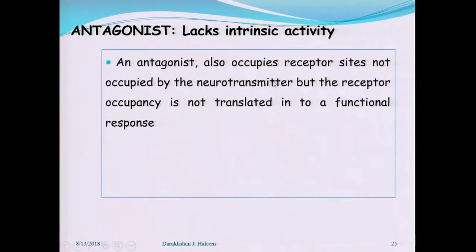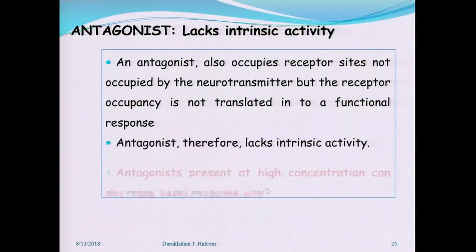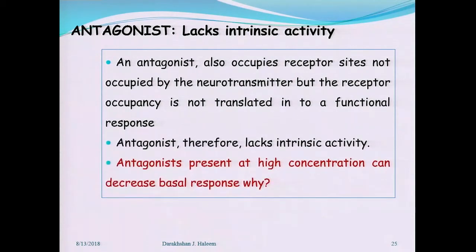Antagonists lack intrinsic activity because the drug receptor binding does not result in the activation of the transducer system. But at high concentration, an antagonist can reduce basal response too.